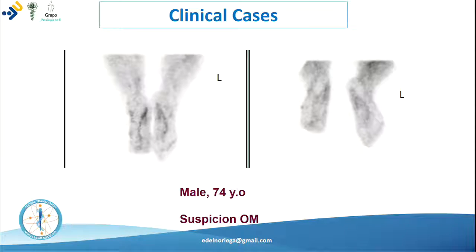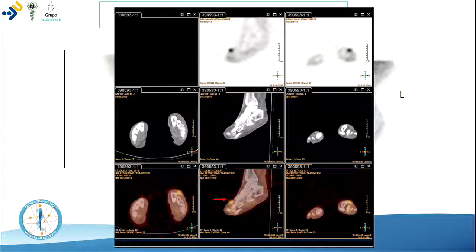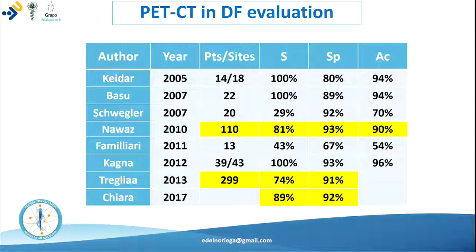Another patient is a male, 74 years old, with suspicion of osteomyelitis. If you look at this, there is a small focal uptake in both images. In order to discard bone involvement, we perform a SPECT-CT, and then the focal uptake is just in soft tissue without bone involvement. So in this case, there is no osteomyelitis.